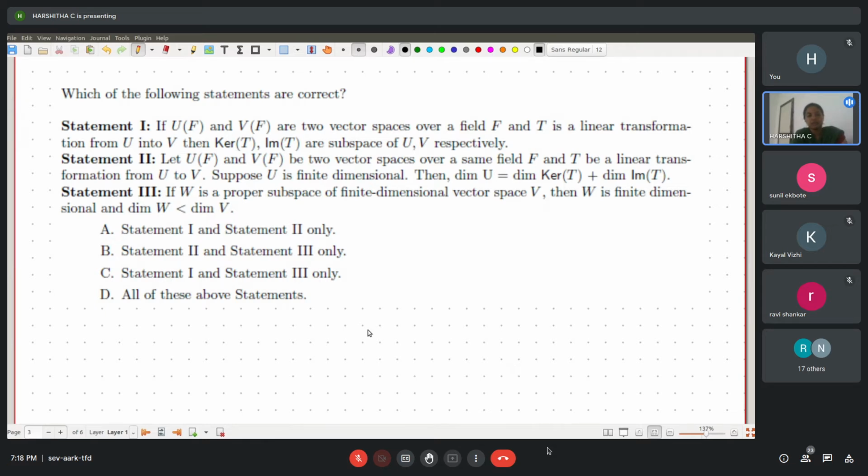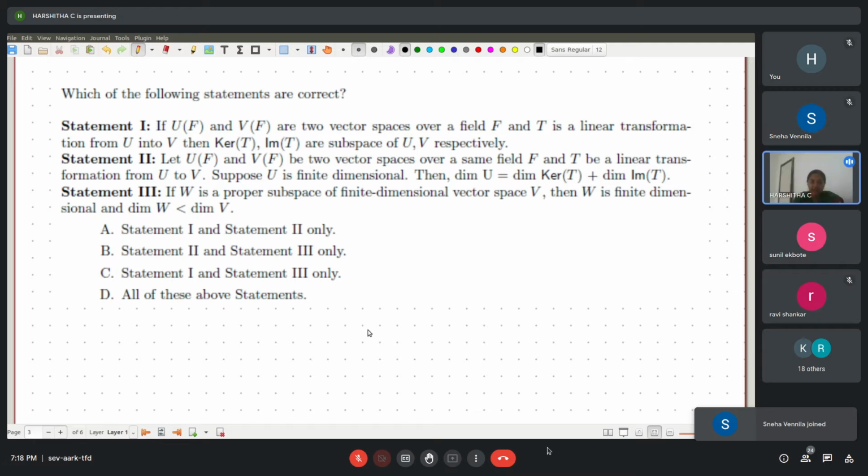Okay. So which of the following statements are correct? The first statement says if U and V are two vector spaces over a field F and T is a linear transformation from U to V, then kernel and image are subspaces of U and V respectively. I think this has already been proved in class, so I'll just say that it is true.